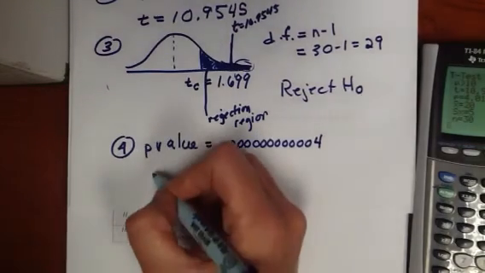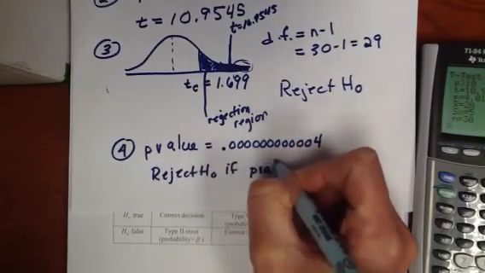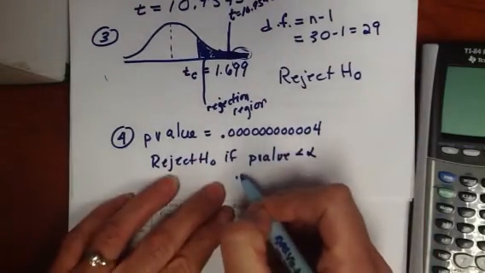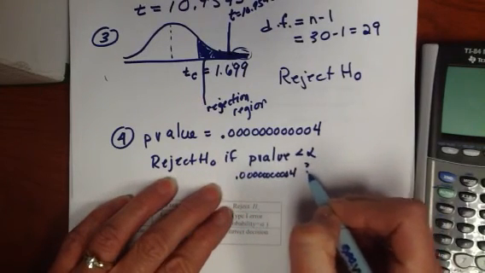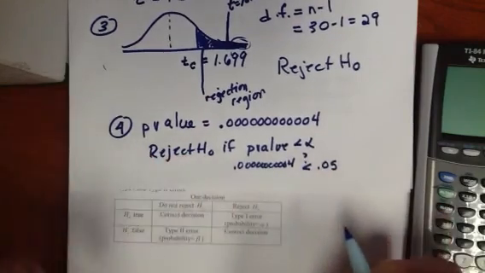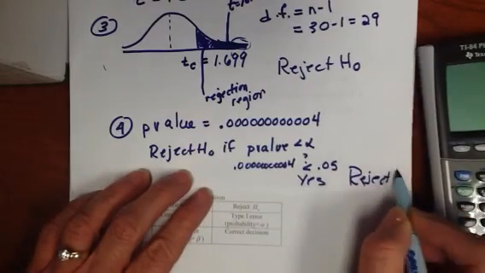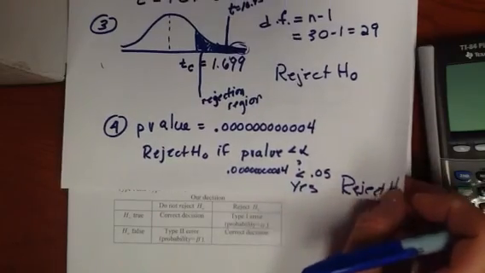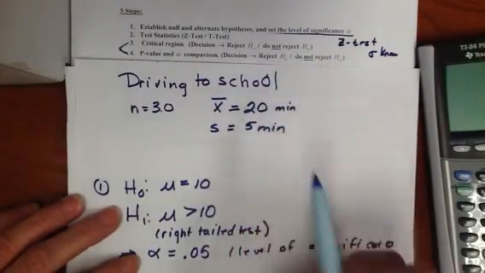So our decision on the p-value is we're going to reject the null if our p-value is less than alpha. In this case, my p-value is 0.00000000004. The question is, is that less than 0.05? Clearly it is, right? So yes means we reject H naught. If it was not, then we do not reject. So our two decisions are either we reject H naught or we do not reject H naught.